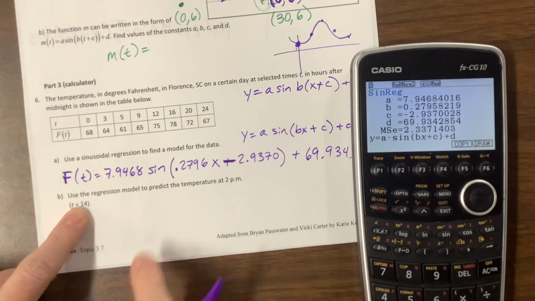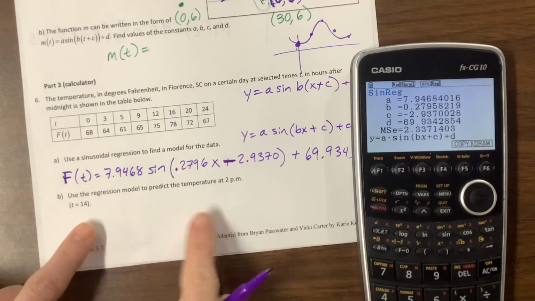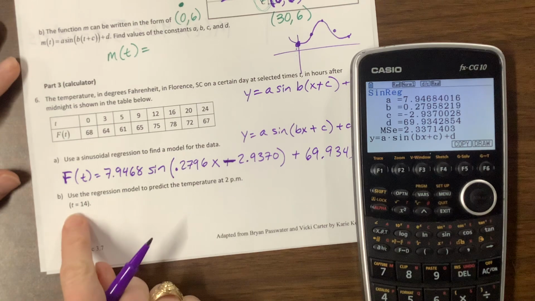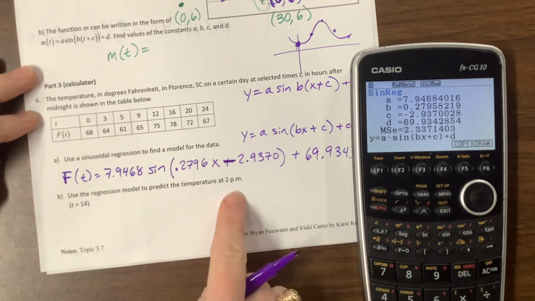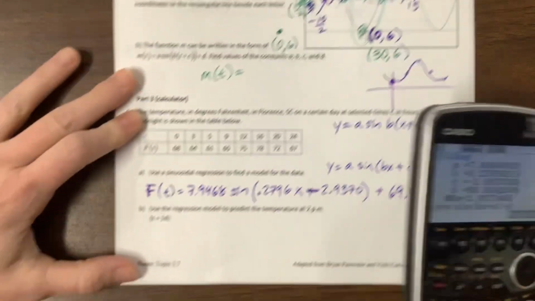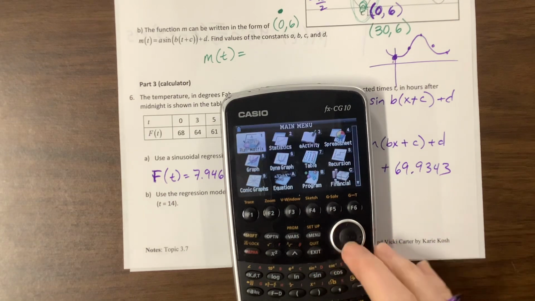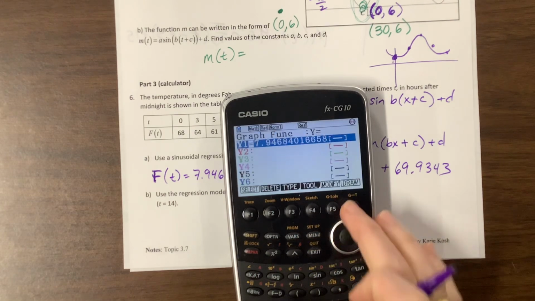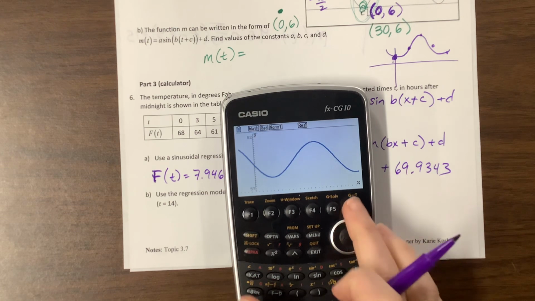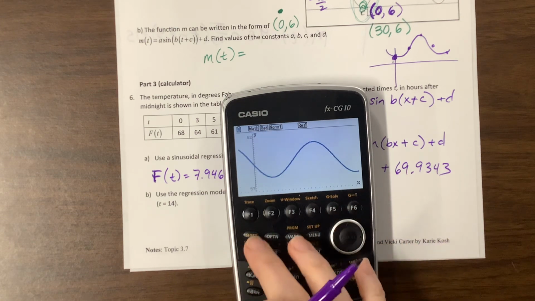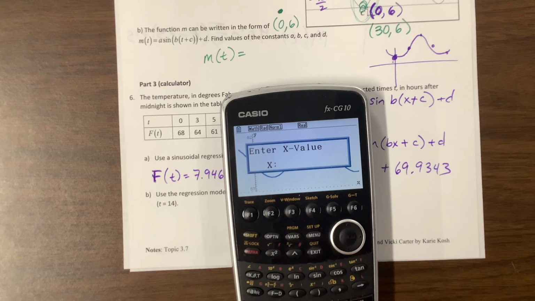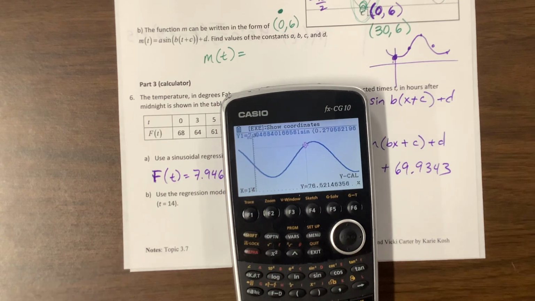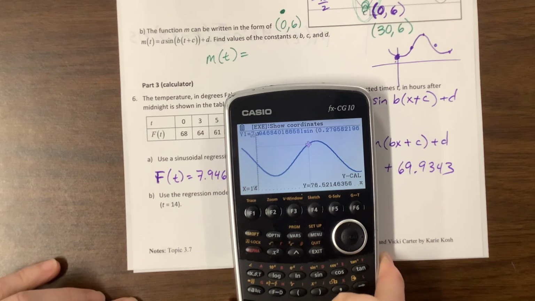Okay, so now it says use the regression model to predict the temperature at 2 p.m., which is at time when t equals 14, because what they were telling us is it's time after midnight. So 2 p.m. is 14 hours after midnight. So what I would do is I would then come back to my graph. Here's my equation. What I want to know is when x equals, I can do gsolve, here's gsolve, go over to ycalc. I want to know when the x value or the t value is 14, what's our y value, and so it's 76.5215.